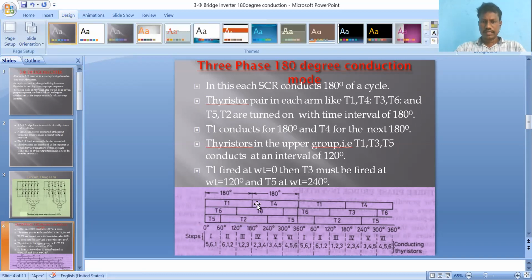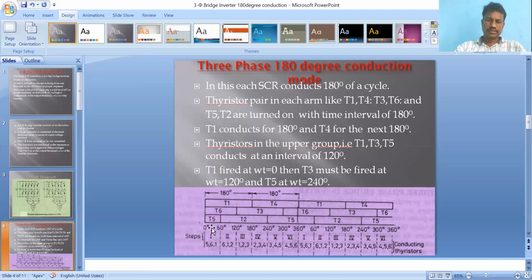So like this, I take a table up to 360. Clear? It is the first limb, the second, and the third. So we separate 60 degree intervals of the 360 degrees of the first cycle of alternating current. So 0 to 60, 60 to 120, 120 to 180, 180 to 240, 240 to 300, 300 to 360. It is first limb, second limb, third limb. T1, T3, T5 is the first group, upper group; T2, T4, T6 is the lower group.